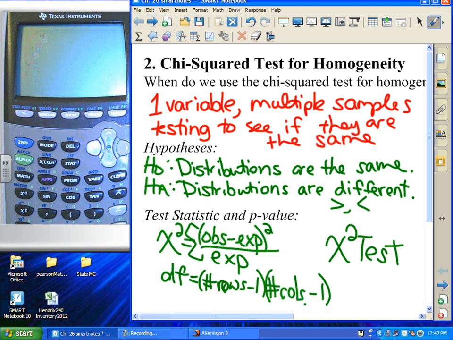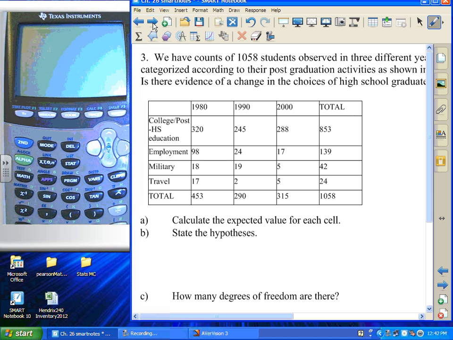So, ready for a couple of examples? Yeah, really two. The ones on the back go together. Okay, so the first example, you have 1,058 students in different years, 1980, 1990, and 2000. So hopefully these are 3 different samples. They're asking them their post-graduation plans. So we're hoping that the seniors in 1980 are not the same people as the seniors in 1990 and 2000. And we're seeing, is there evidence of a change in their choices?